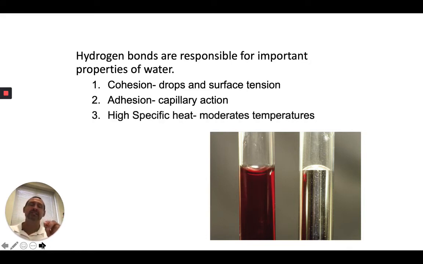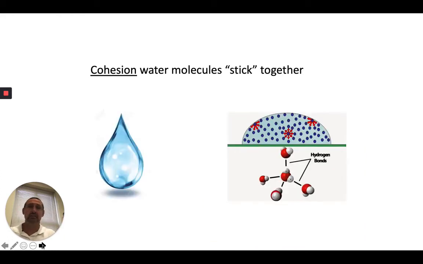High specific heat just means water takes a very long time to heat up and a long time to cool down. So that moderates temperature. So your body temperature, because you're mostly made of water, doesn't heat up too quickly or cool down too quickly for that matter. And it also makes ice expand. So as water freezes, it expands, and that allows it to float, which is a unique property of water.